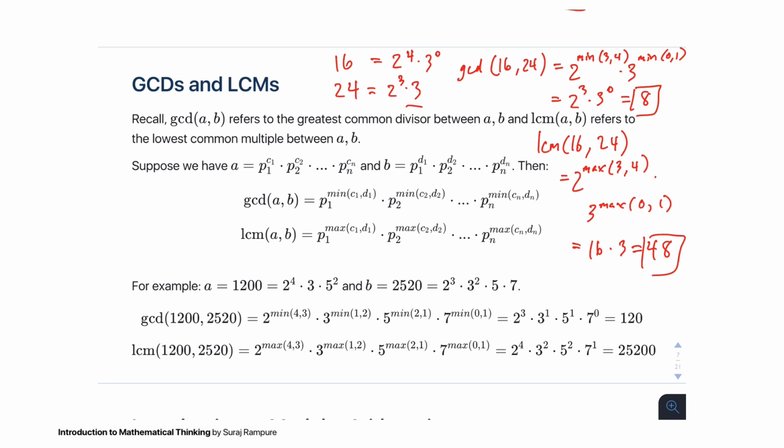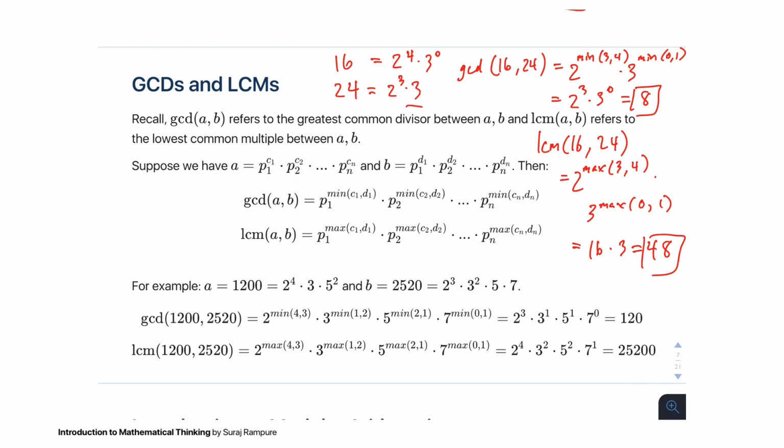Okay? So 16 has 4 2s and 0 3s, and 24 has 3 2s and 1 3. So for the GCD, we're trying to find the largest factor that is shared by both. So one number has 3 2s and the other number has 4 2s. So what is shared by both? 3 2s. Is that clear? If we picked 4 2s, 2 to the 4 is not a factor of 24, but 2 to the 3 is a factor of both. Okay?